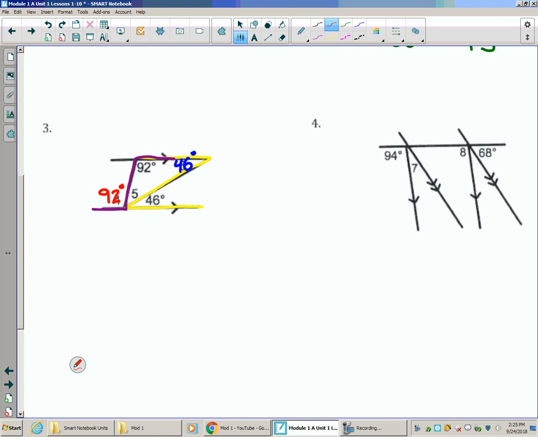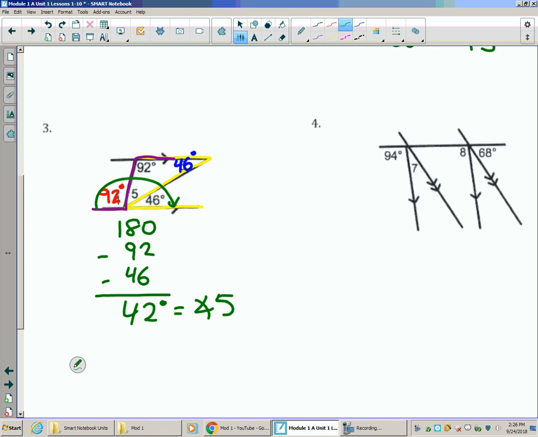And last, all 3 of these angles are angles on a line. So if I want to find number 5, 180 minus 92 minus 46. And if I subtract those two angles from 180, we get 42 degrees for the last angle, angle number 5.